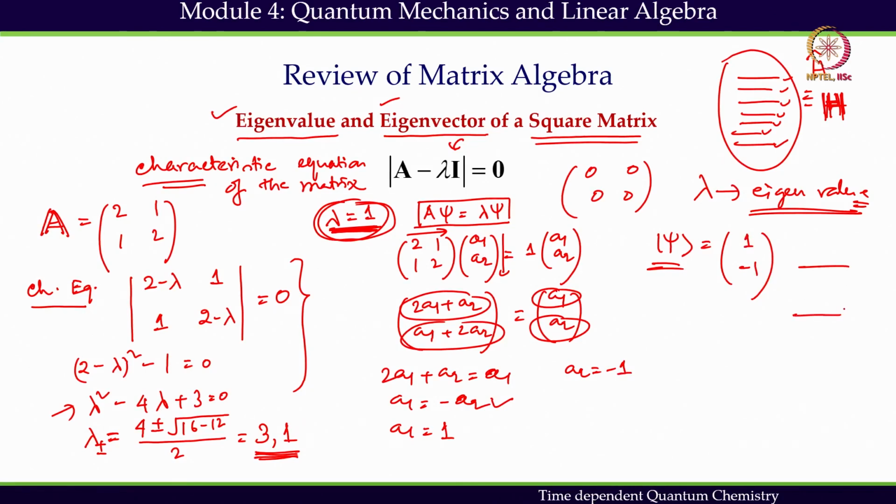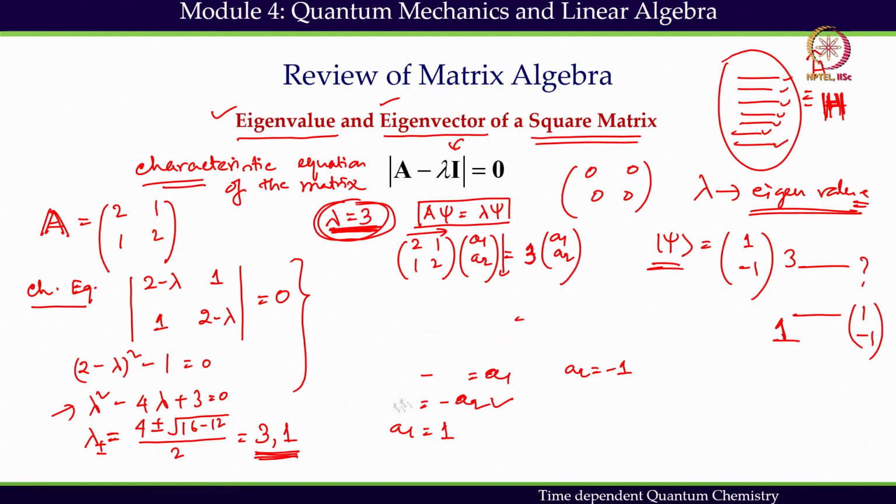So, I have 2 states like this. One state I have given is lambda equals 1, another one is lambda equals 3. This wave function is represented as 1 minus 1, and we will see what the representation is for the other. For that we have to take lambda equals 3. So, here we have to take lambda equals 3, and then again we can use the matrix multiplication rule.